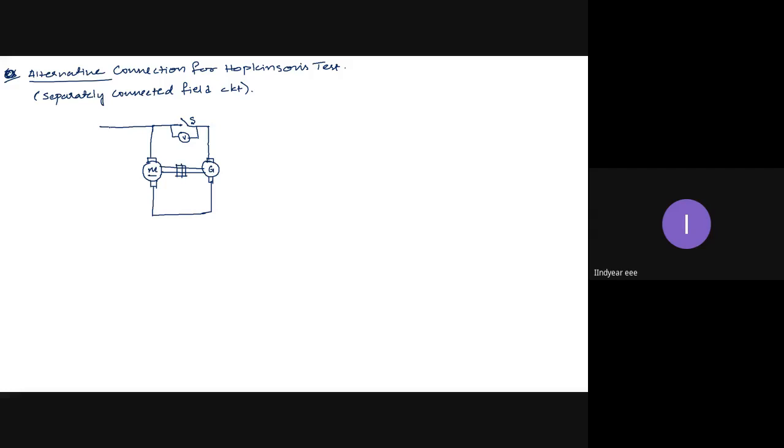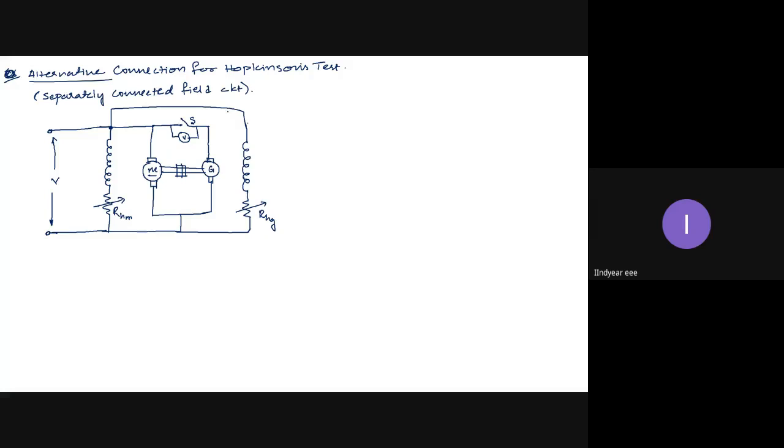So this is the field of motor. This is the supply voltage V. And this is the field of generator. So instead of connecting this field across the generator, it is directly connected to the supply. So this is the alternative connection, which will lead us to a slightly different analysis while calculating stray losses.